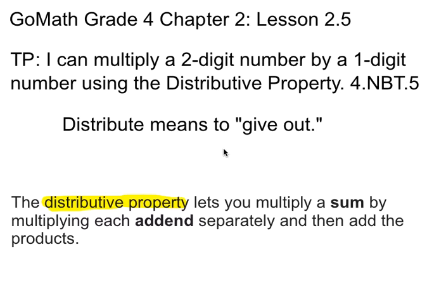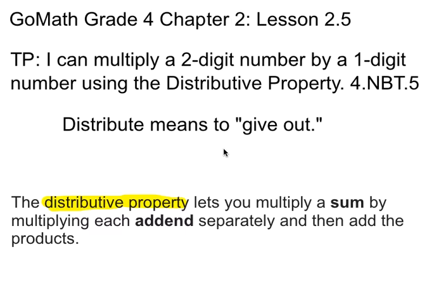by a one-digit number. So one of the factors will have two digits and the other factor will be a one digit. Okay, so we will be using the strategy that we know as the distributive property. This was taught back in third grade with a one digit by a one digit. So we're going to see how we can take that and apply it to fourth grade.